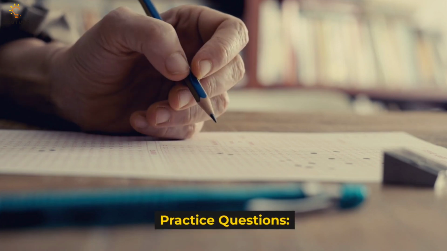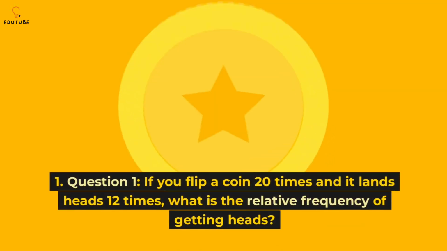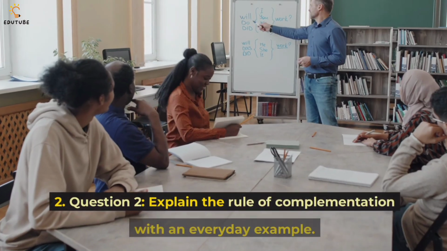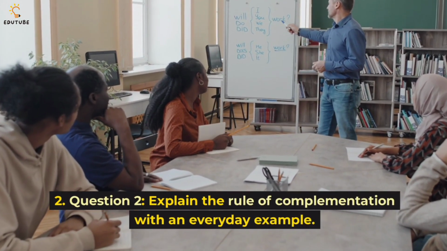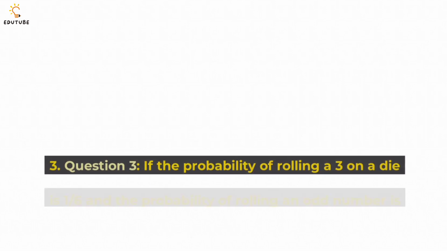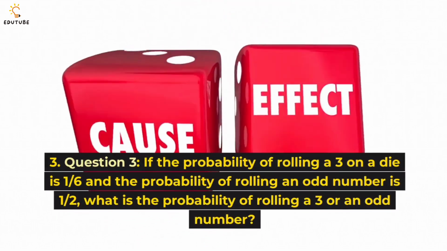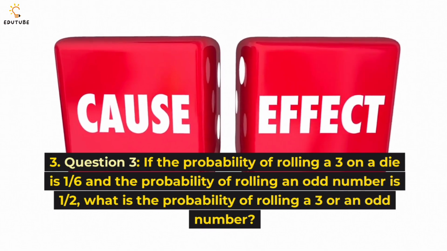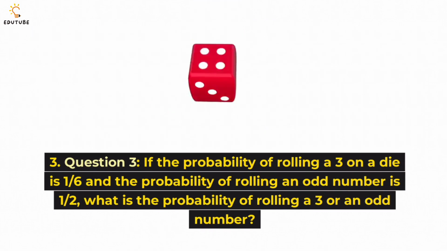Practice questions. Question 1: If you flip a coin 20 times and it lands heads 12 times, what is the relative frequency of getting heads? Question 2: Explain the rule of complementation with an everyday example. Question 3: If the probability of rolling a 3 on a die is 1/6 and the probability of rolling an odd number is 1/2, what is the probability of rolling a 3 or an odd number?